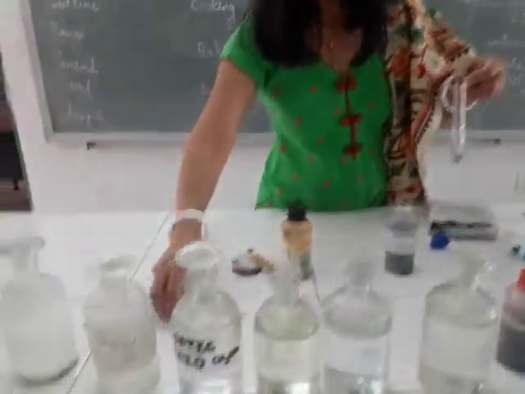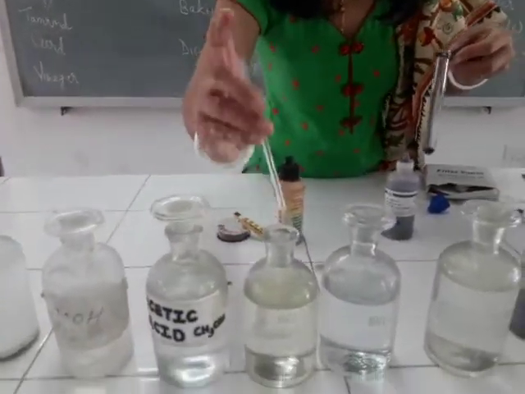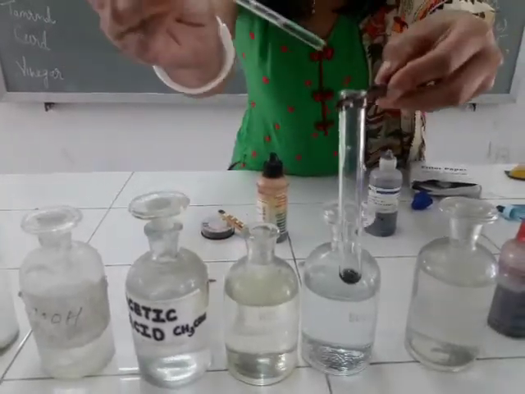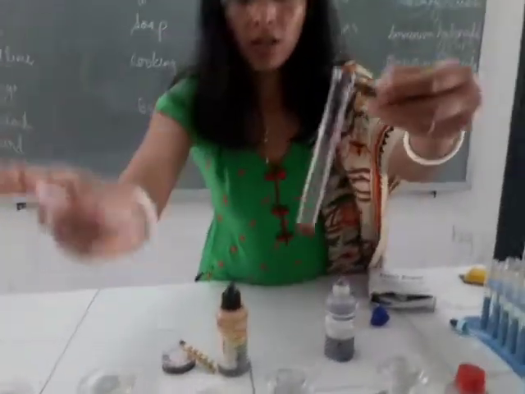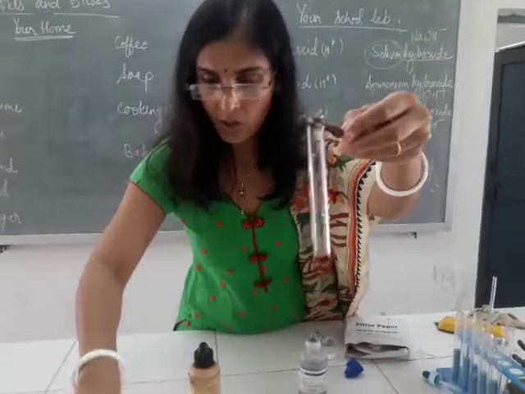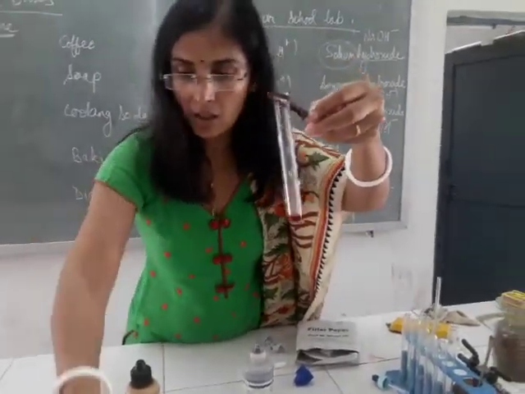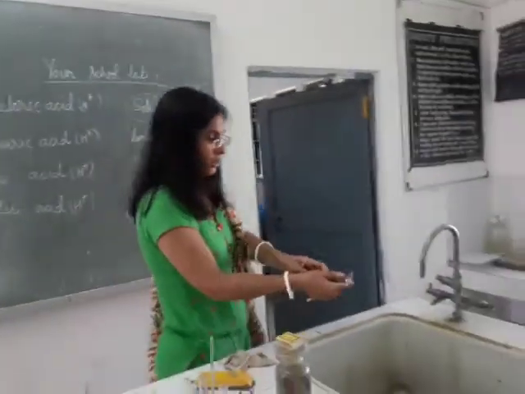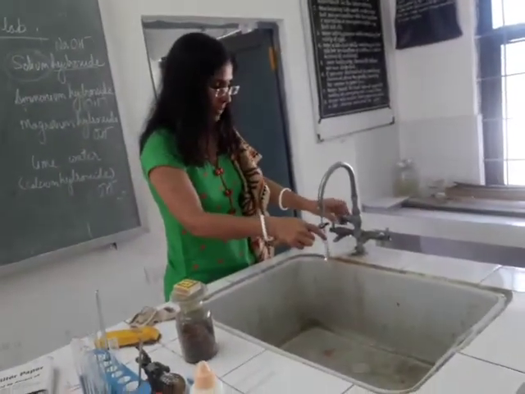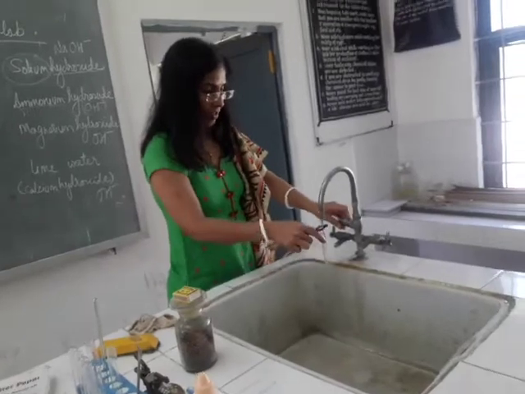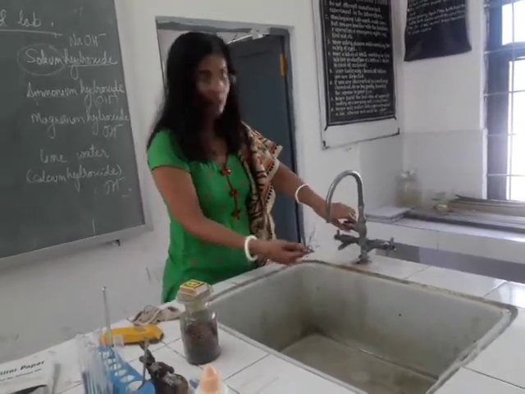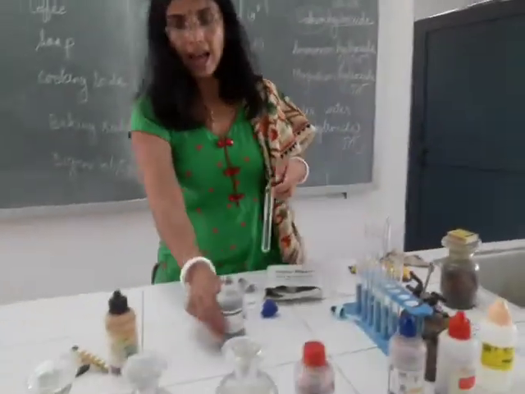And now testing yet another solution the same way. Okay, it is also an acid. What is the name? I shall confirm it. This is hydrochloric acid. Good, children. So now you got it that blue litmus changes red in presence of an acid.